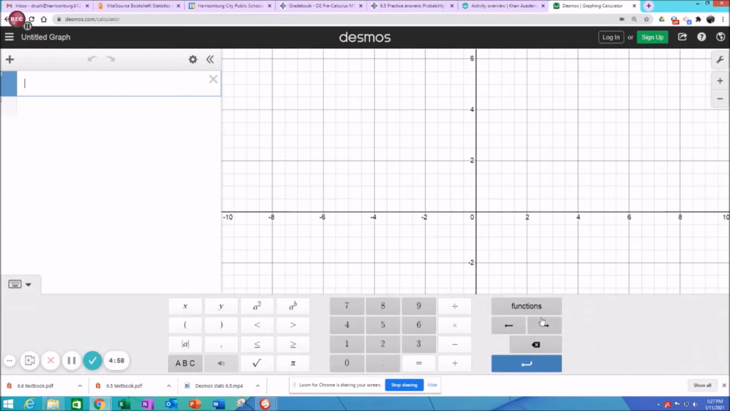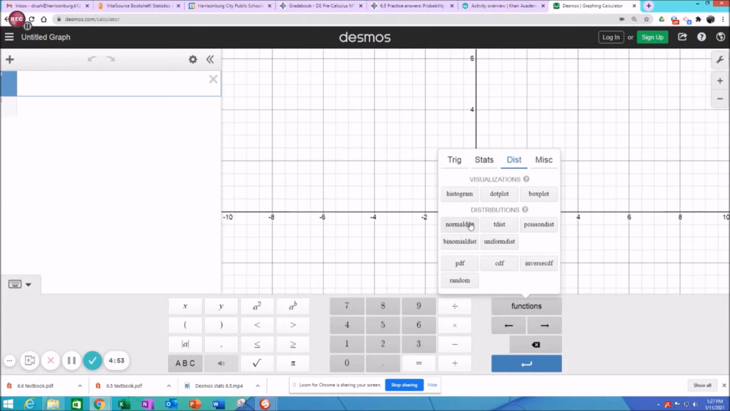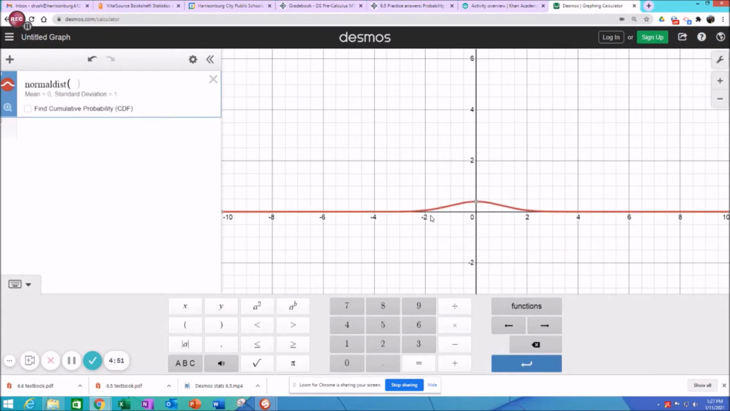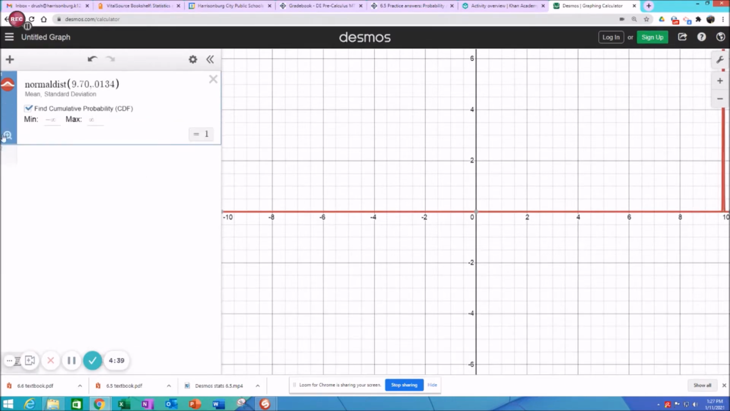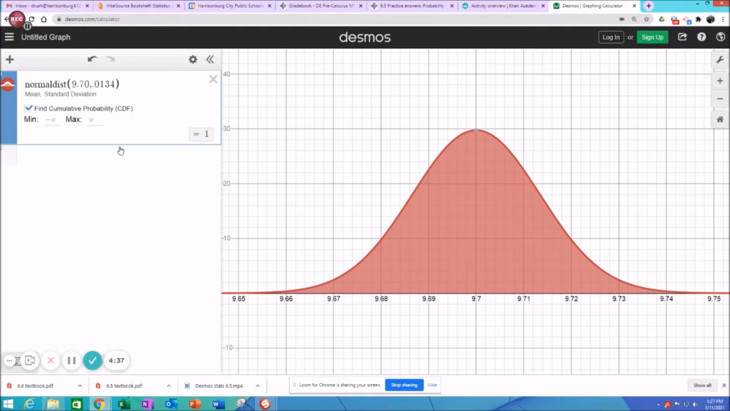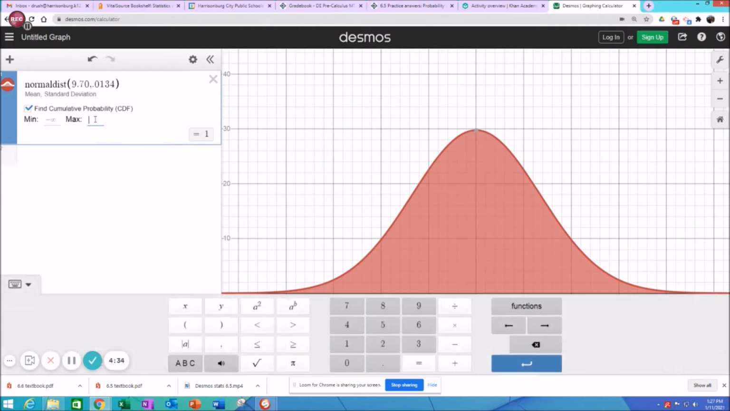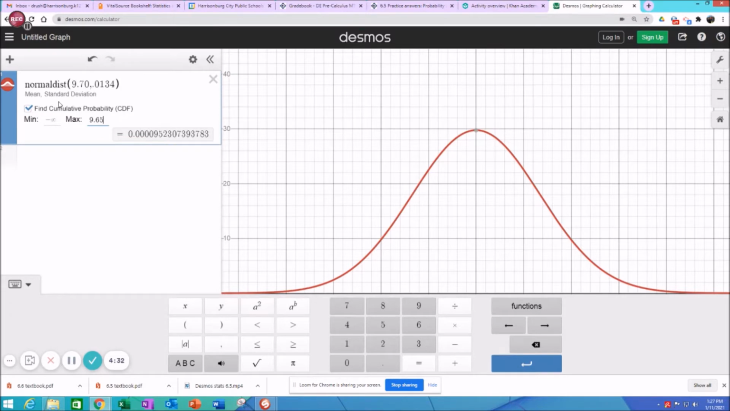Okay, so we know that the population was normal, so my sampling distribution is also going to be approximately normal. And we said the mean was 9.70, comma, standard deviation of 0.0134. And we want to know the probability of less than 9.65, so a max of 9.65. Okay, so 9.65 is not very probable at all. So 0.000095, a very, very small probability that will happen.